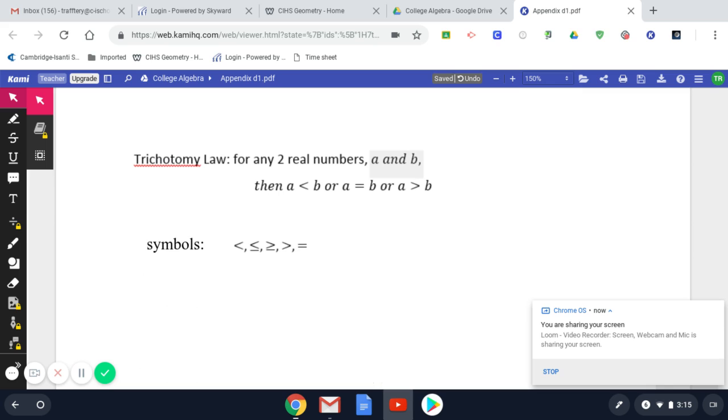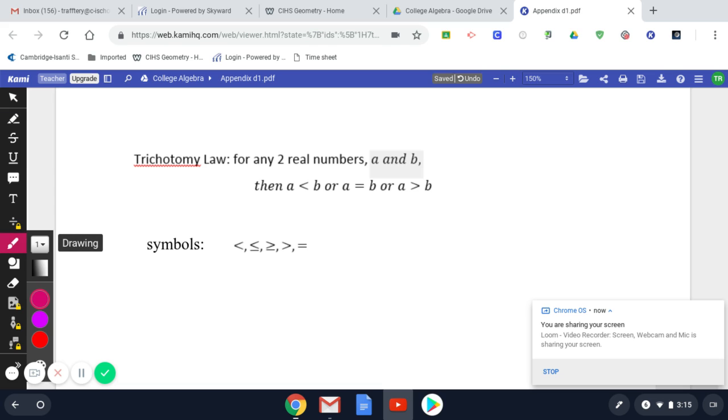The law of trichotomy: for any two real numbers a and b, either a is less than b, a is equal to b, or a is greater than b. And we just want to make sure you know these symbols, and they have all sorts of fun rules about, the alligator eats the bigger one or whatever. So we have less than or equal to, greater than or equal to, greater than, and then equal to.